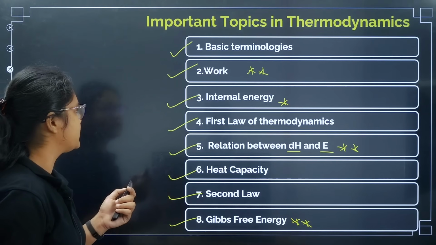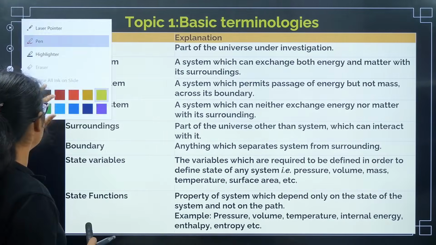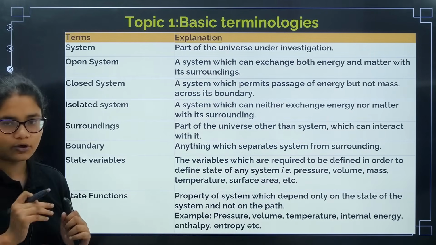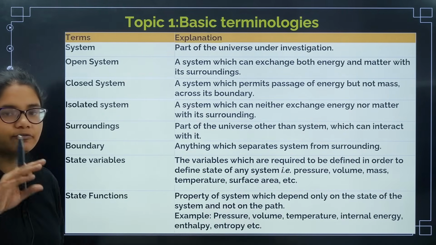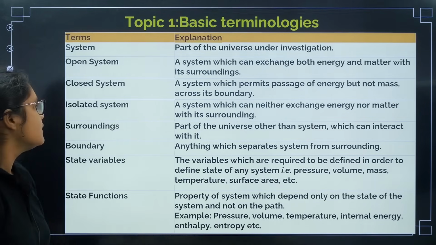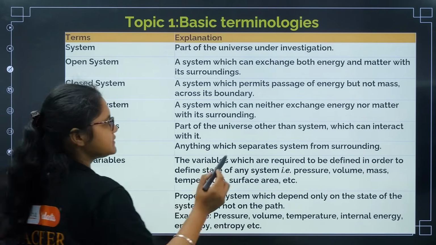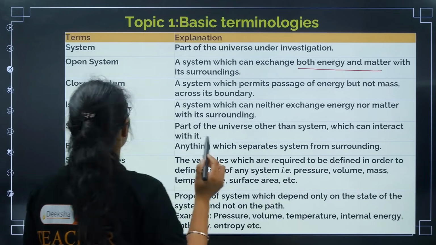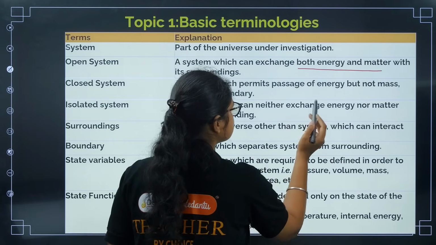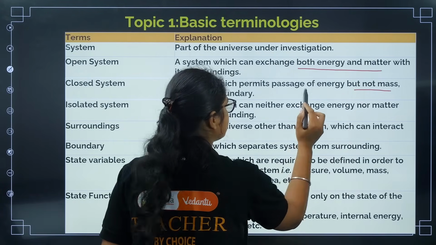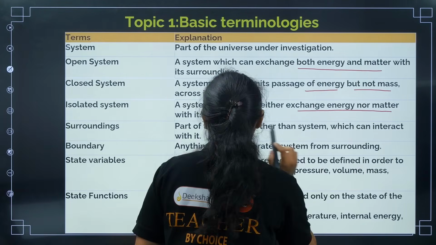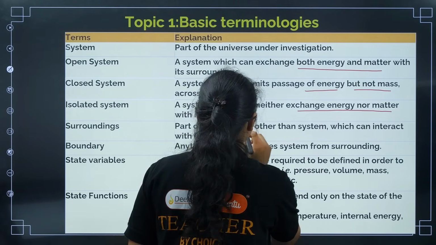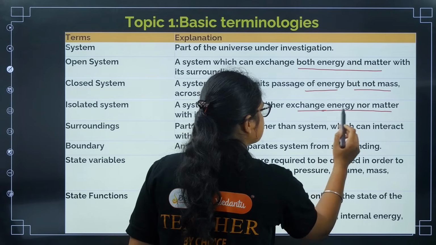Okay, these 4 things you have to focus more. Okay, now let us quickly see. Here are the basic terminologies for the thermodynamics chapter. So first is, what is a system? System is the part of universe which you are considering. Open system is where there can be exchange of both energy and matter. Closed system, there can be exchange of only energy, no mass. And isolated system, there is no exchange of matter or mass, neither energy nor matter.